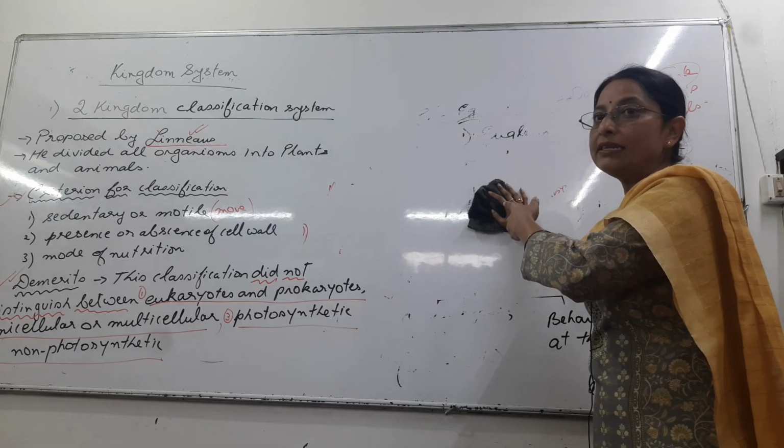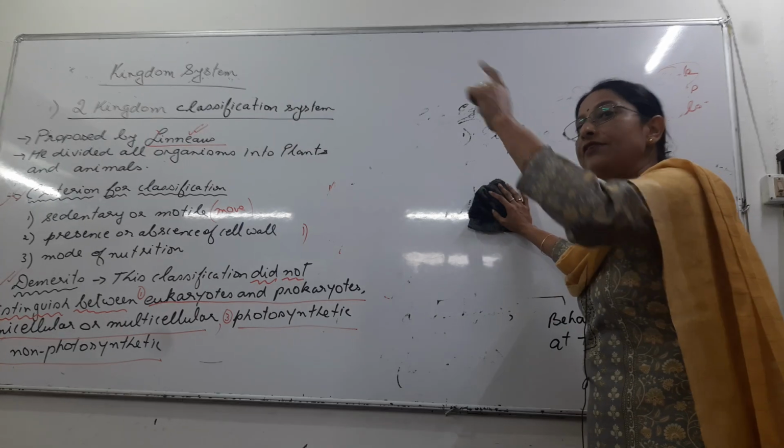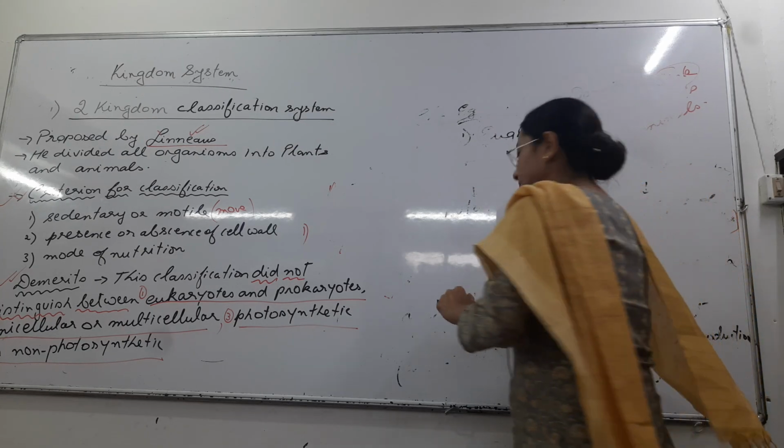Ei duita se example diso. They belong to a kingdom called as Protista. Protista is a kingdom of five kingdom classification, right?